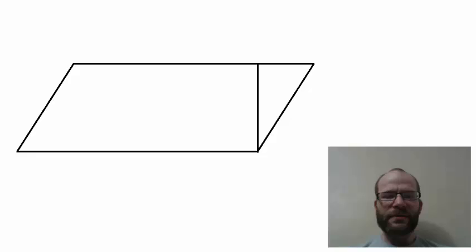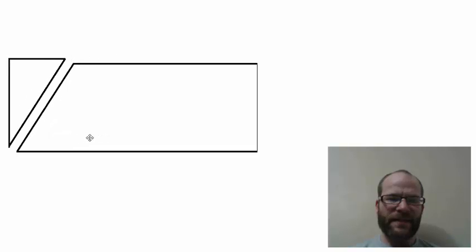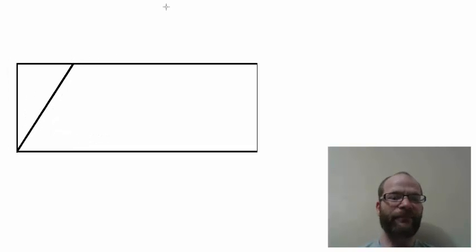The next thing we'll do is move this small triangle we have on the right side, and we'll just relocate it over here on the left side. You can see that when we've done that, we have actually created another rectangle. If we were to ask the question, what's the area of that rectangle? We know it's base times height.